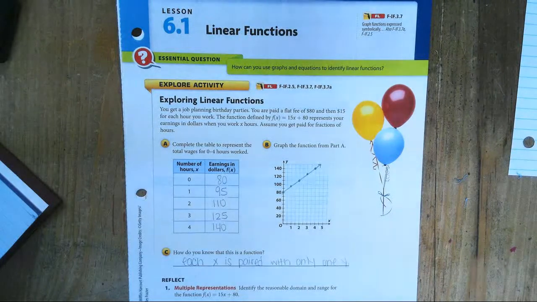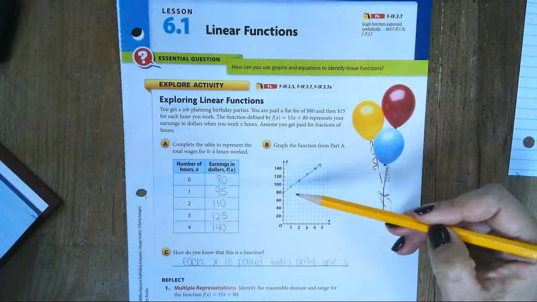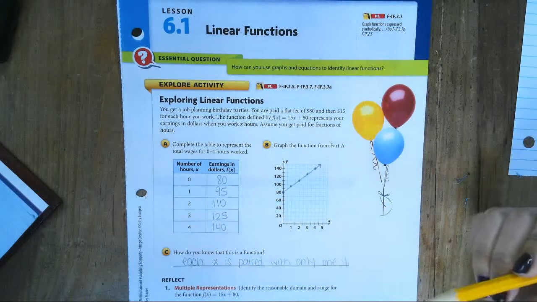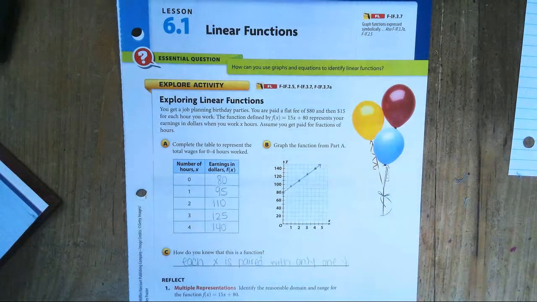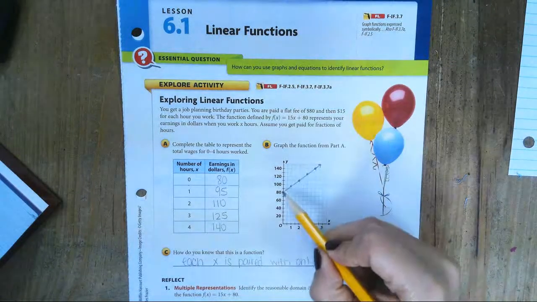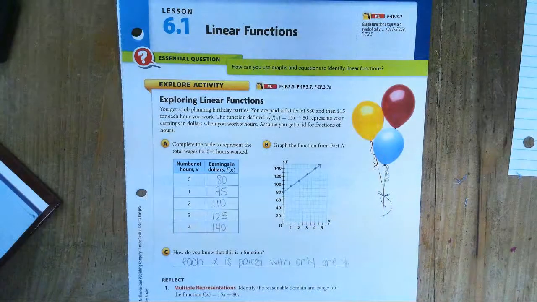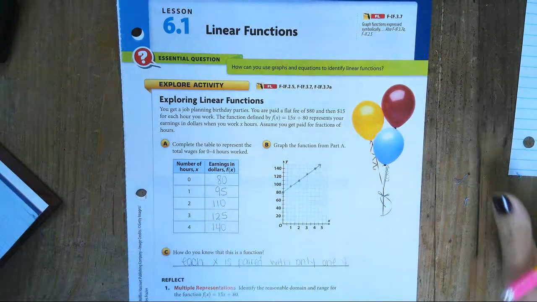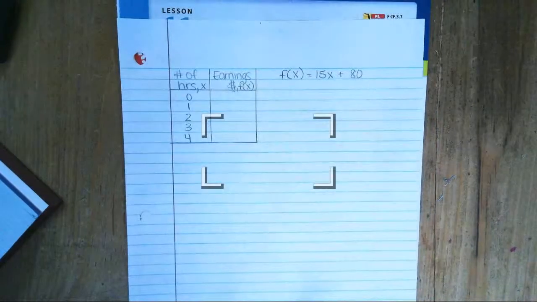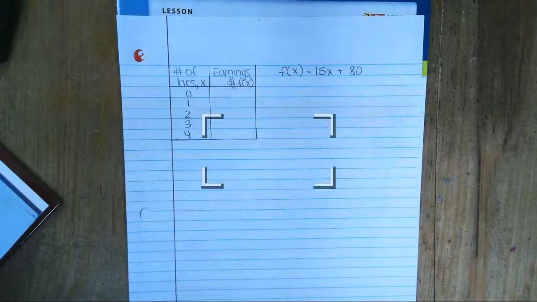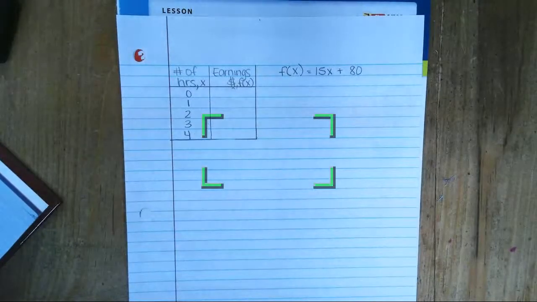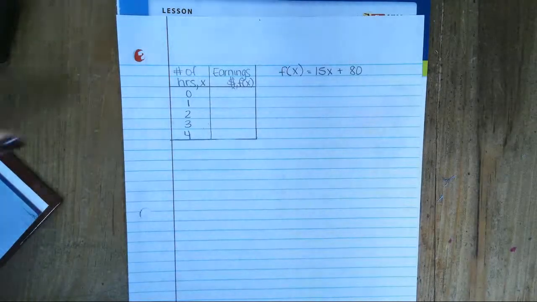Now, as you can see here, I've already gone ahead and filled all this in for you because this is based off of the previous module that we've already done, so you should be able to work this out on your own. But what that last sentence means, assume you can get paid for fractions of hours, is that this is going to be a continuous line starting at 0 hours because you cannot work less than 0 hours. So there's no such thing as negative hours worked. Now, the way that you get these values for f of x is by simply using that function that they give you and solving for f of x by using those x values that have been provided for you and substituting them into the x of the function.